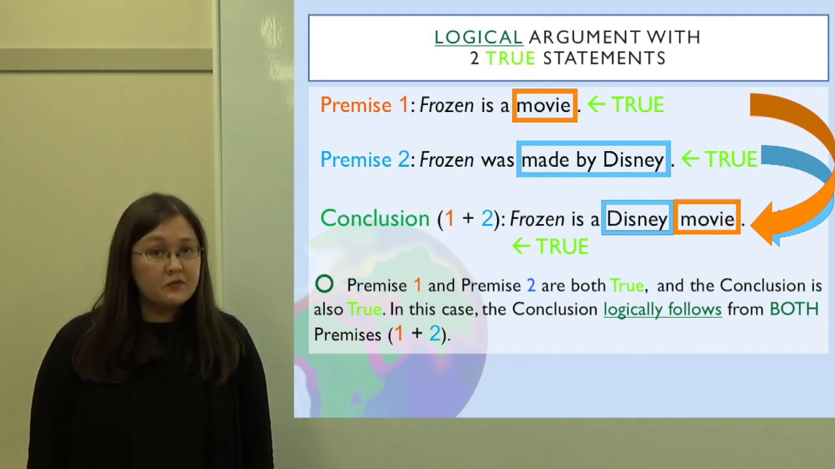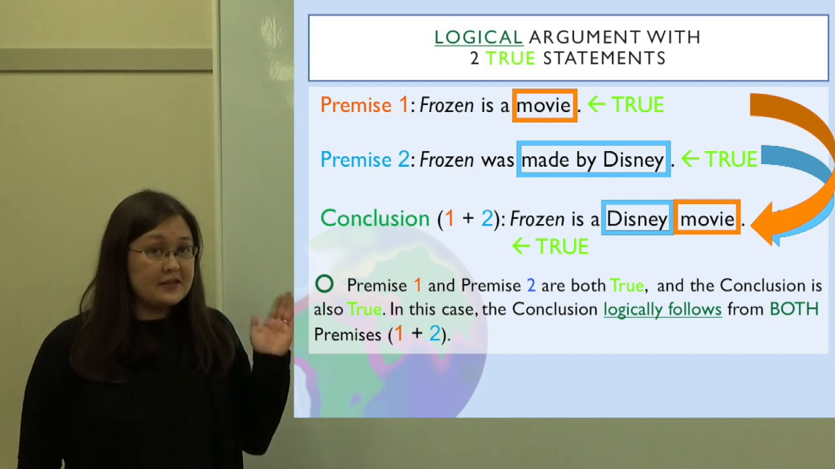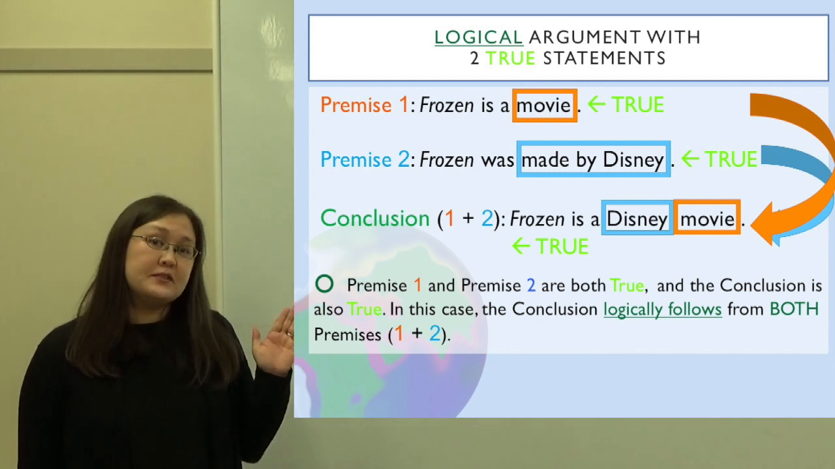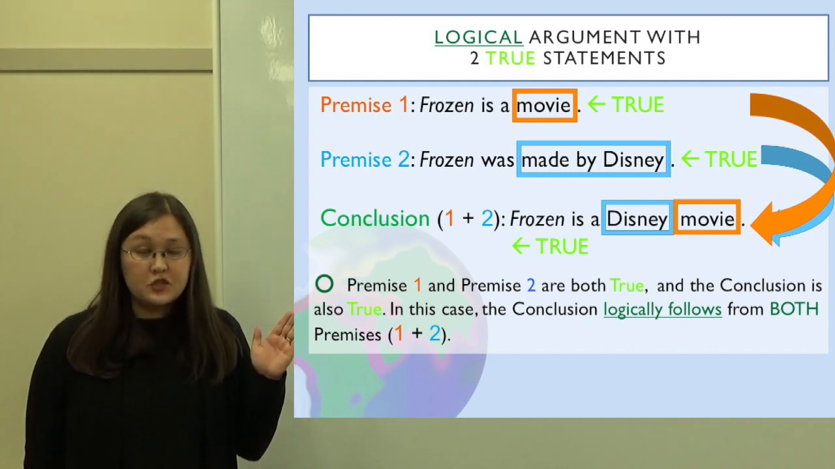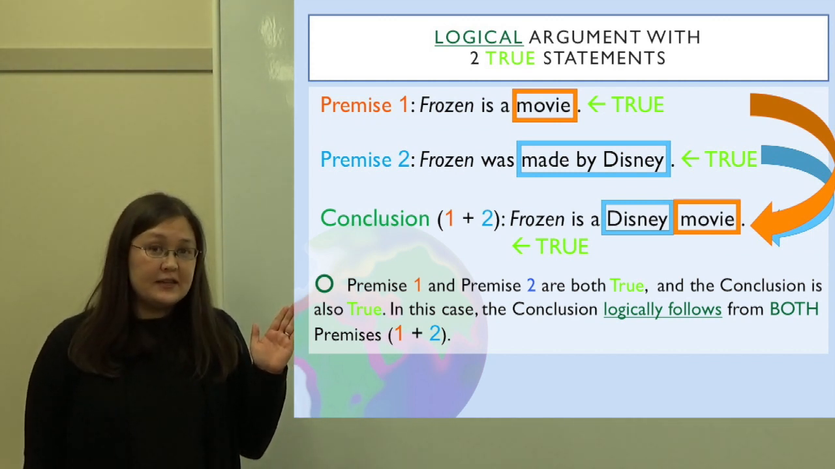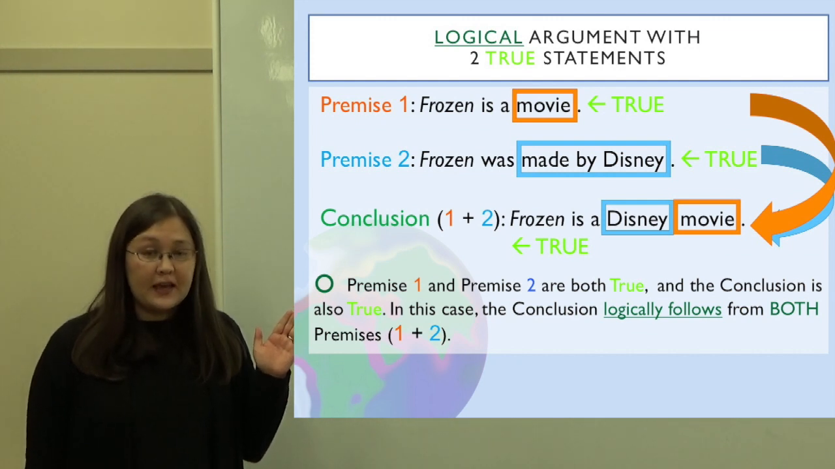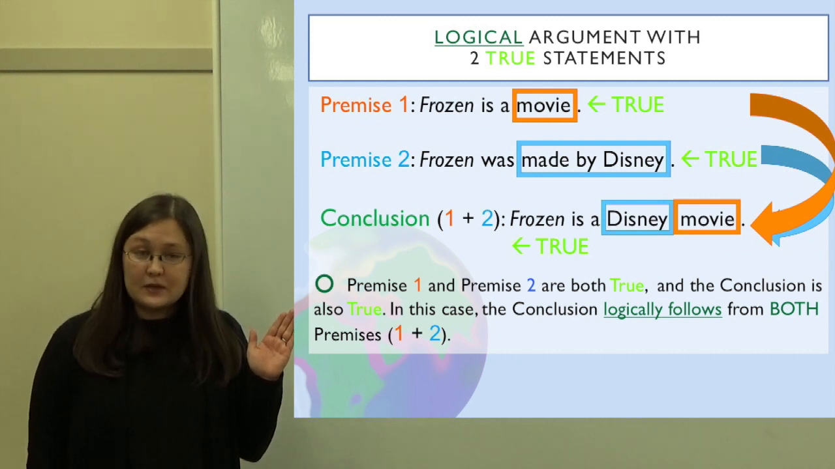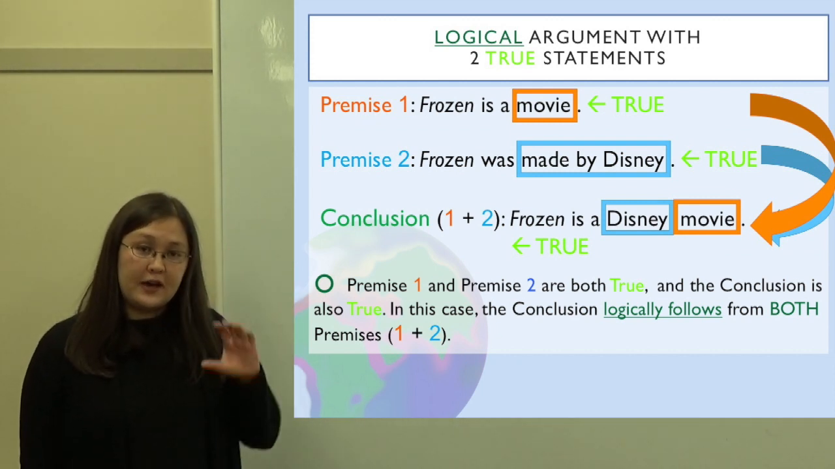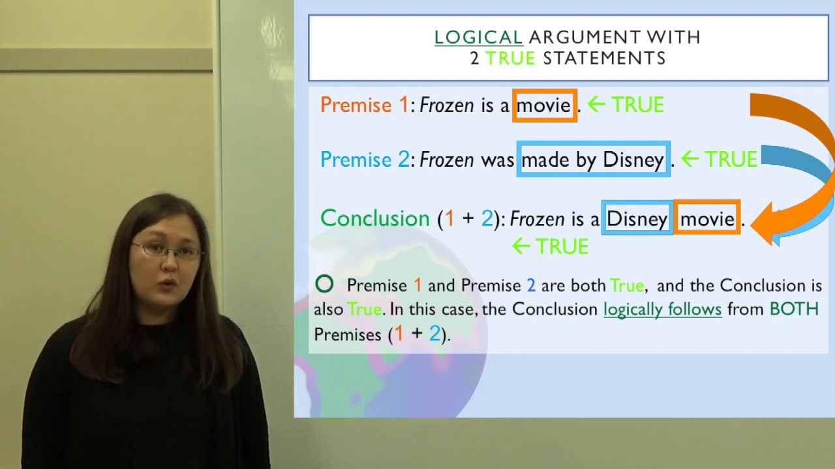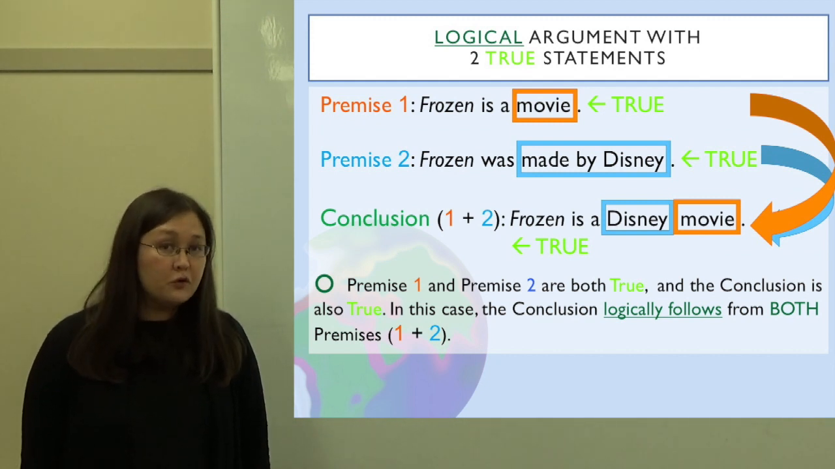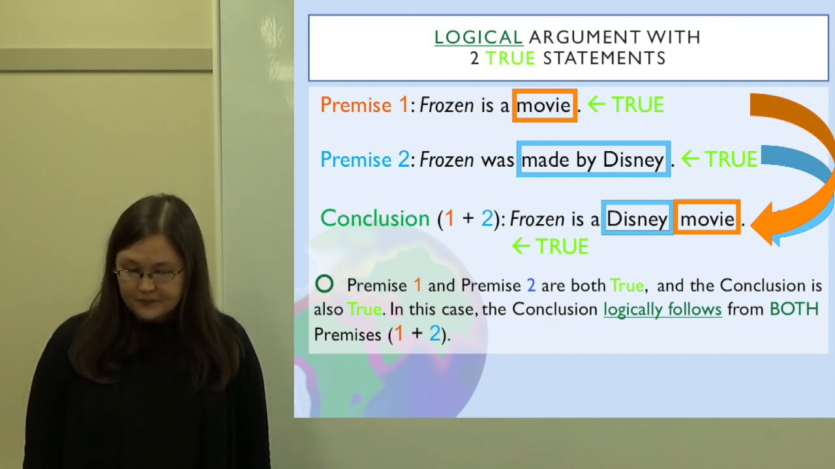So premise 1, Frozen is a movie. Movie, you can see, is surrounded by an orange box to indicate premise 1. Premise 2, made by Disney, is surrounded by a blue box to indicate premise 2. So premise 1 plus premise 2 both go down into the conclusion. The conclusion is 1 plus 2. We want all of the important information of 1 and all of the information of 2 both to go into the conclusion.